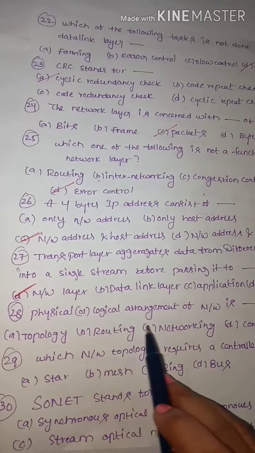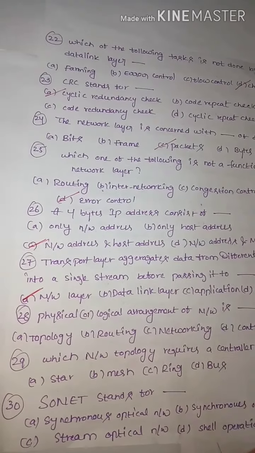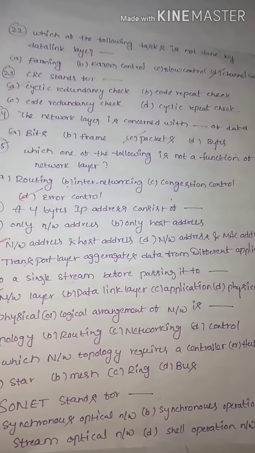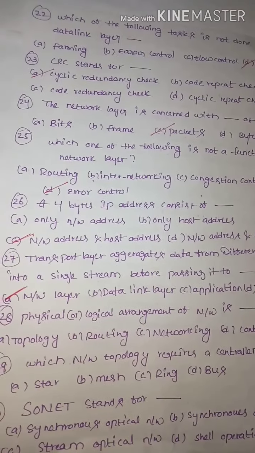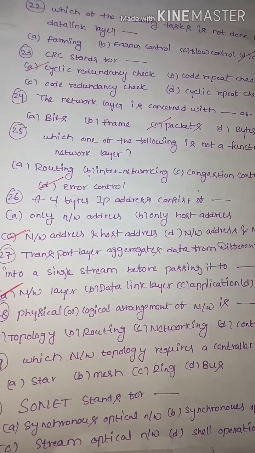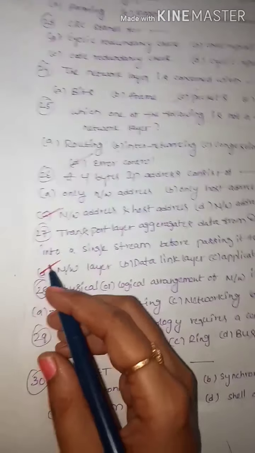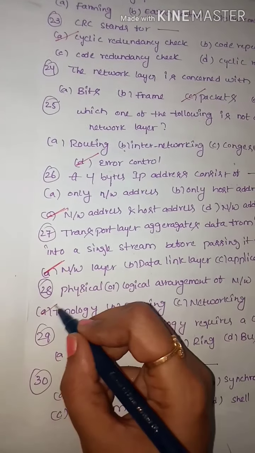Physical or logical arrangement of a network is dash. Options: topology, routing, networking and control. The correct answer is topology. Topology is the way of interconnecting two or more devices.